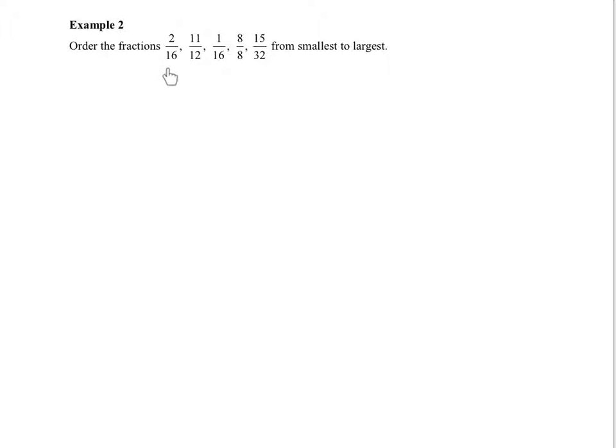Okay, again, we'll look at which one these are closest to, and that'll help us order these fractions. So this fraction here, 16 slices, but only 2 are there, so that's close to 0. 11 is very close to 12, so that's close to 1. 1/16 is very close to 0. 8 over 8 is 1 exactly, so I'll put a circle around that. And then 15 over 32, that's close to half.